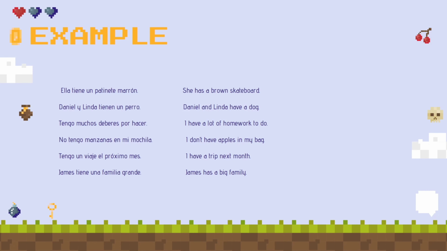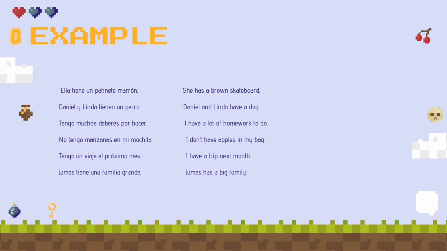It's important. Example. Ella tiene un patinete rojo. She has a brown skateboard. Daniel y Linda tienen un perro. Daniel and Linda have a dog. Tengo muchos deberes que hacer. I have a lot of homework to do.